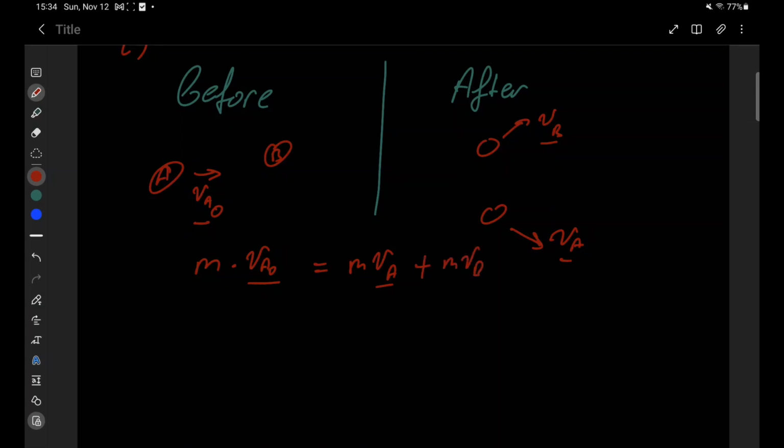I'm sorry, I had to pause the recording, so I kind of lost contact. Let's see, where were we? Oh yeah, so this is just mass times velocity of B. These two are vectors as well.